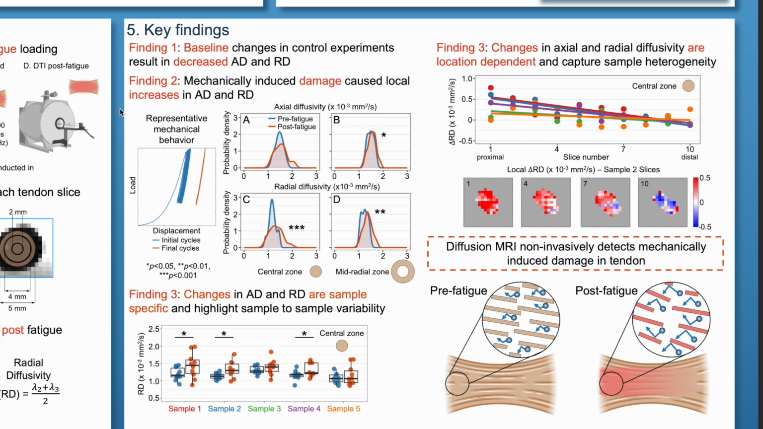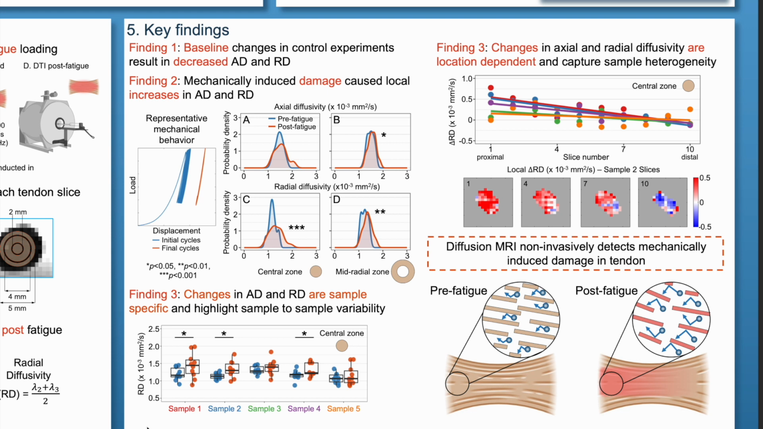We see that there was a significant increase in axial diffusivity on the mid-radial zone of the tendons. Then, when we looked at the radial diffusivity, we see a significant increase on both the central and the mid-radial zones of the tissues. We see no changes in either axial or radial diffusivity at the outer zone of the tendons. Then, our third finding shows how these changes in AD and RD are sample specific, which highlights the high sample-to-sample variability that is commonly observed in tendon biomechanical experiments.